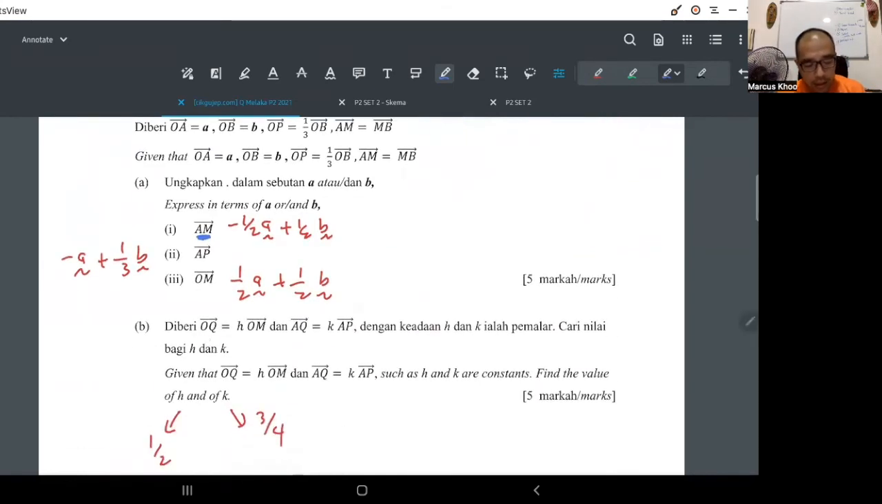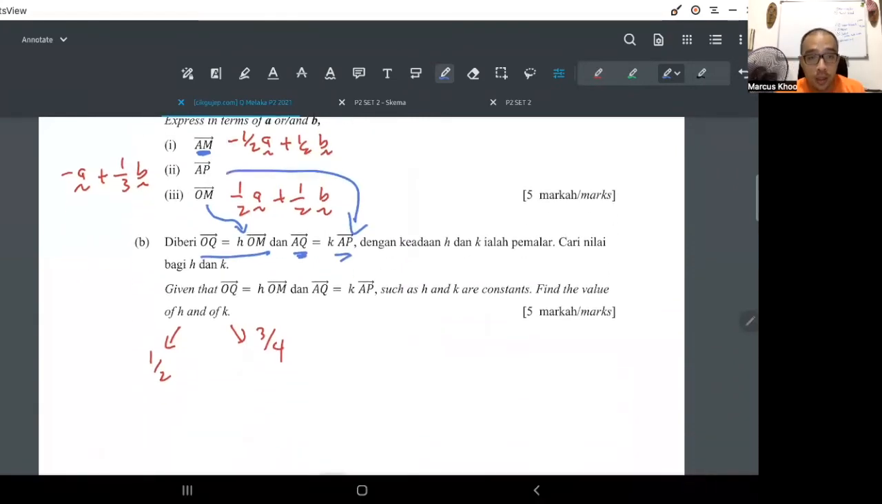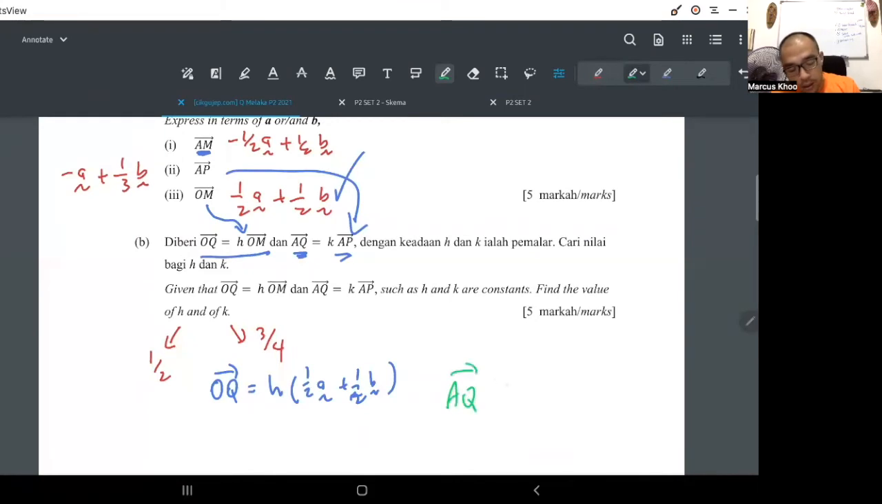Then of course you're given the standard question now. OQ equals H OM. Now OM you should take from here. And AQ equals K AP, which you are taking from here. So if I write it down, what I'm going to get is OQ equals H, OM is half A plus half B. This is from this question. And AQ equals K AP is this one: negative A plus 1 over 3 B.